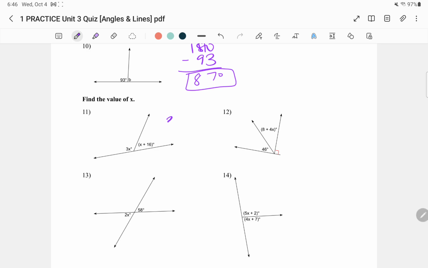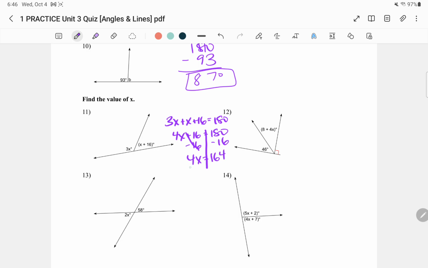So we're going to write 3x plus x plus 16 equals 180. We're going to combine like terms. So we get 4x plus 16 equals 180. We're going to subtract 16 from both sides to get 4x equals, and then 180 minus 16 is 180 minus 10 is 170, and then 6 more would be 164.